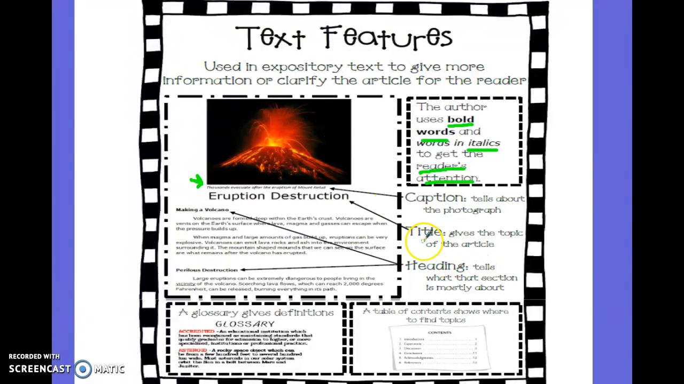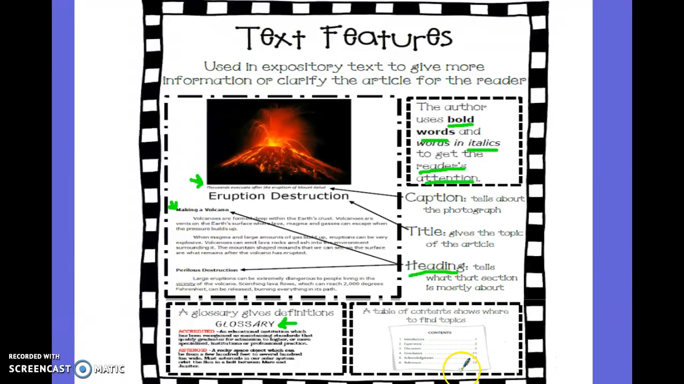Titles. The title gives you the topic of the article or the book. A heading, we see these a lot in nonfiction stories. Headings tell what each section of the book, story, or article is mostly about. It's important to study the headings as a reader because that heading is going to tell you what information you're going to find in each section of the text. The glossary is where we look to figure out what words mean. If you read a story and you saw a word you didn't know, check the glossary and it can help you understand the word's meaning. It'll give you the definition.